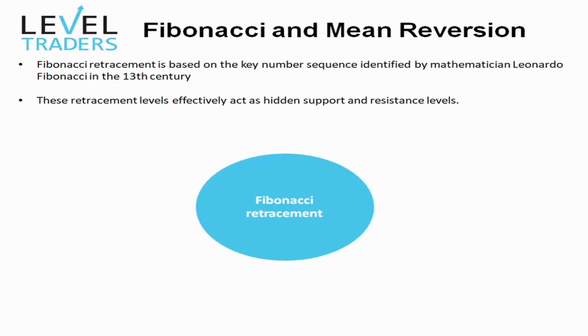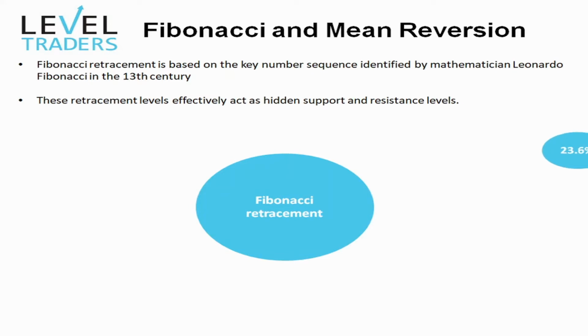So a bit of background on Fibonacci. Fibonacci retracements are based on a key number sequence that was identified by mathematician Leonardo Fibonacci. In terms of technical analysis, these retracement levels effectively act as hidden support and resistance levels. The way this has been adopted in technical analysis is a Fibonacci retracement is created by taking two extreme points, a peak and a trough, on a chart and dividing the vertical distance by the key Fibonacci ratios.